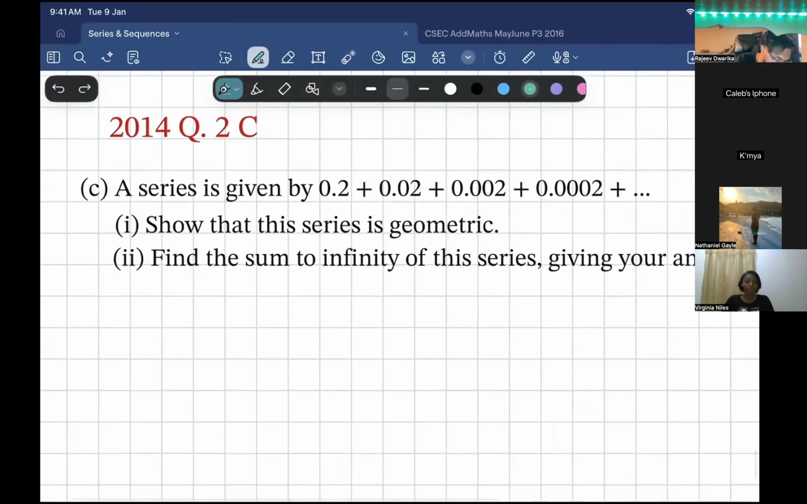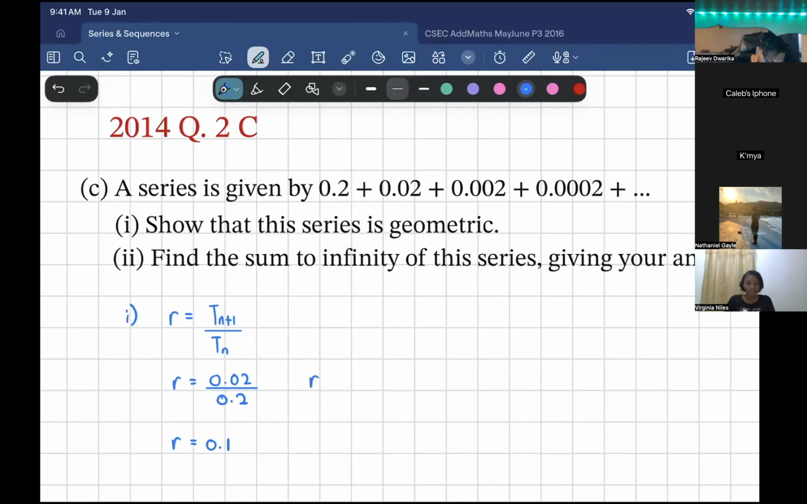No problem. So they want us to show that this series is geometric. If it's geometric, it must have a what? Common ratio. Good. To find the common ratio, I just say the next term divided by the previous term, which is t of n. So pick some terms here. Let's do the basic one: 0.02 divided by 0.2. Plug that into your calculator and let me know what you get. 1/10, so 0.1.